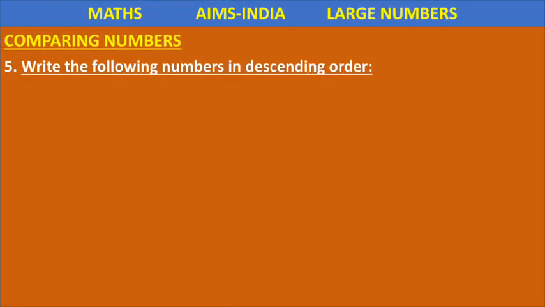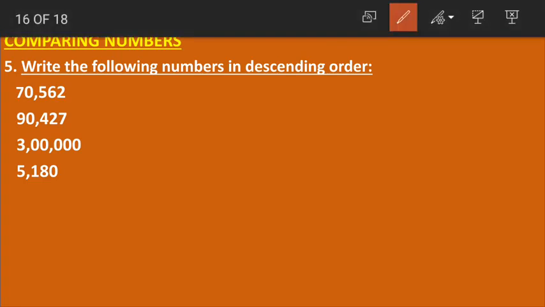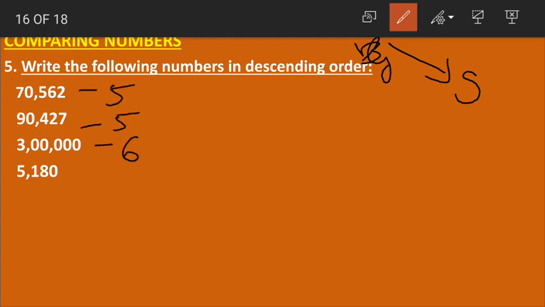Moving on, write the following numbers in descending order. We are given 4 numbers here. We have to write these 4 numbers in descending order. What does descending order mean? Descending order means decreasing order, which means from big to small, from the greatest number to the smallest number. If we look at the given numbers, the first has 5 digits, second has 5, third has 6 and the last one has 4 digits.